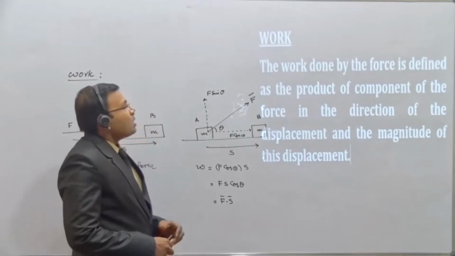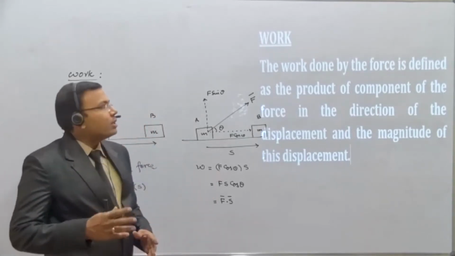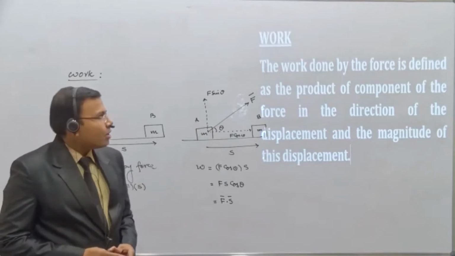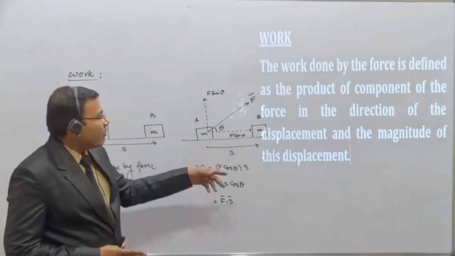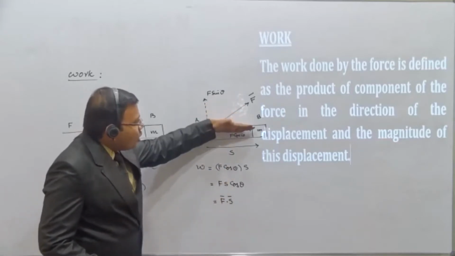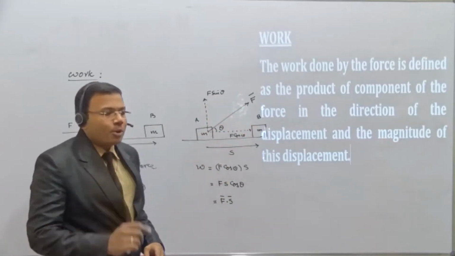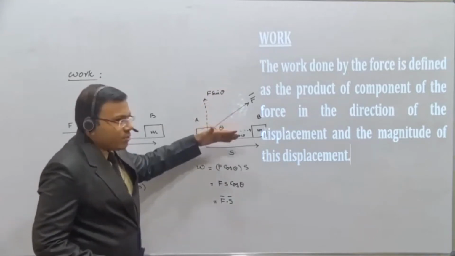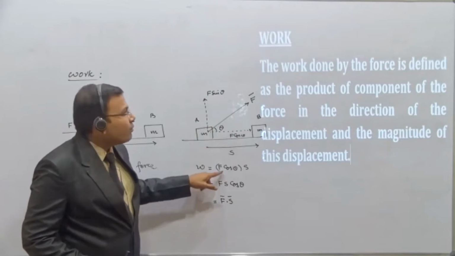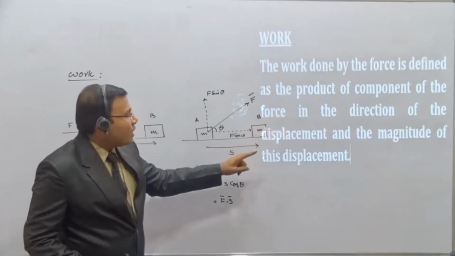See, this is the work. What is the work here? You can see the work done by the force is defined as the product of the component of the force. Product means multiplication. Product of the component of the force. It is not just the force, it is the component of the force, I say. This is a component of the force in the direction of the displacement.